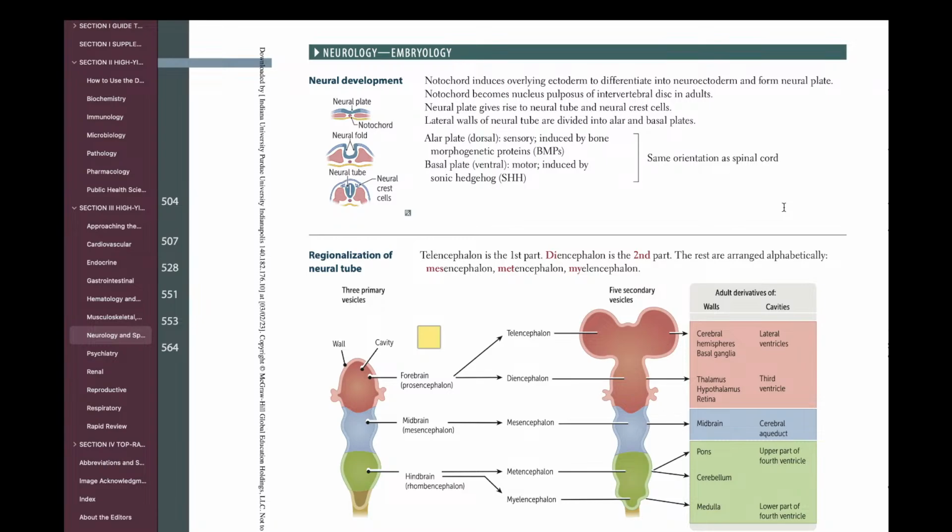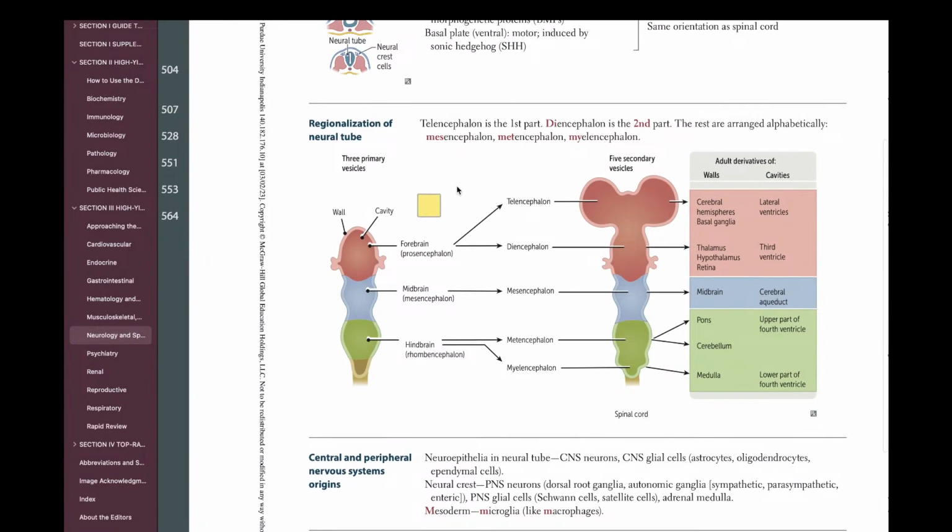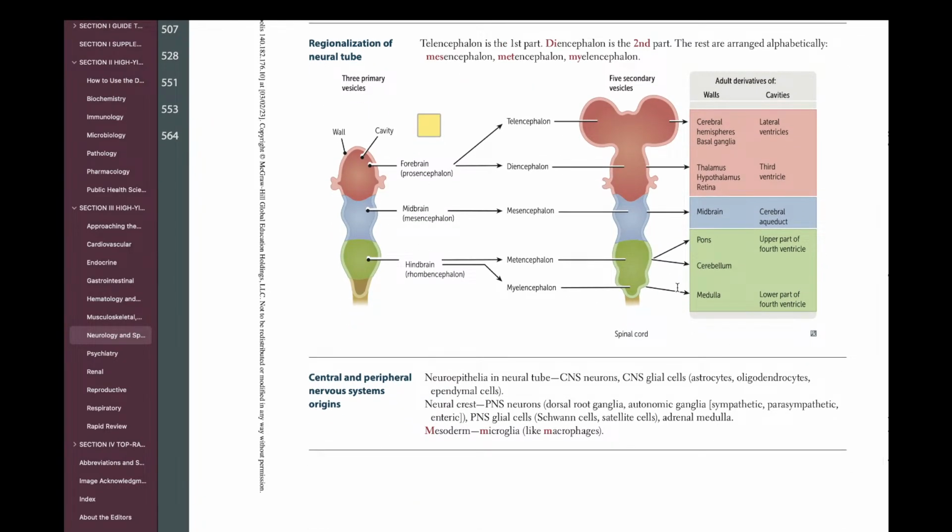Okay. So I don't know how to remember that, but same orientation as spinal cord. Okay. So the alar plate is dorsal. The basal plate is ventral. Already did the regionalization of neural tube. We got that down. Okay.